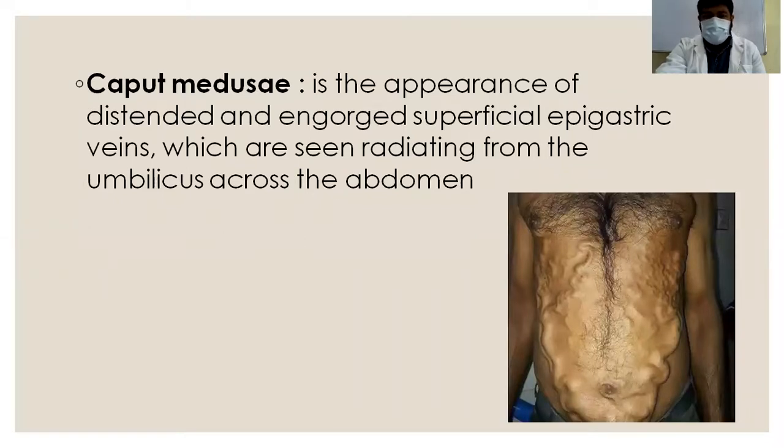It is the presence or appearance of distended and engorged superficial epigastric veins. You can see in this picture quite clearly how the veins are distended and engorged, which are seen radiating from the umbilicus across the abdomen. Hence the name caput medusae. Okay.